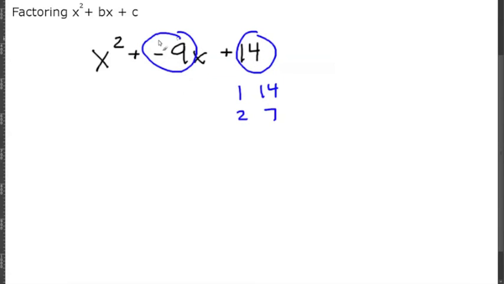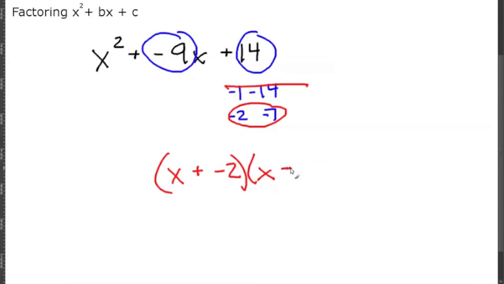The only way to get numbers that add to give you a negative number and multiply to give you a positive number would be adding two negative numbers and multiplying two negative numbers, because a negative times a negative is a positive. So now looking at the factors, we have a -1 and a -14. Those do not add to be -9. -2 plus a -7 does. So we can rewrite this as x plus a -2 times x plus a -7.